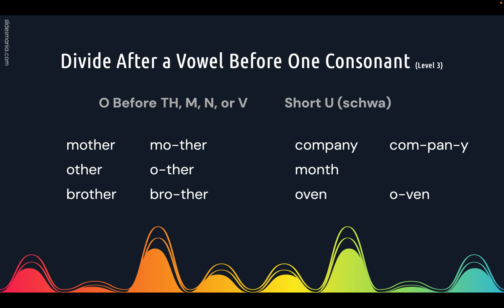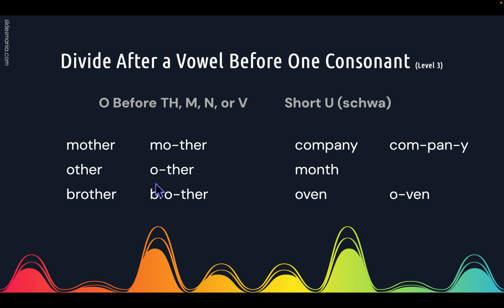Now, for level 3 of our Rule 2, divide after a vowel before a single consonant, we have some special things that the letter O does. The schwa sound is the short U sound or sometimes the I sound. The letter O often schwas to an uh sound before the letters TH, M, N, or V. Here are some common examples of this, like in mother, other, brother, company, month, and oven.